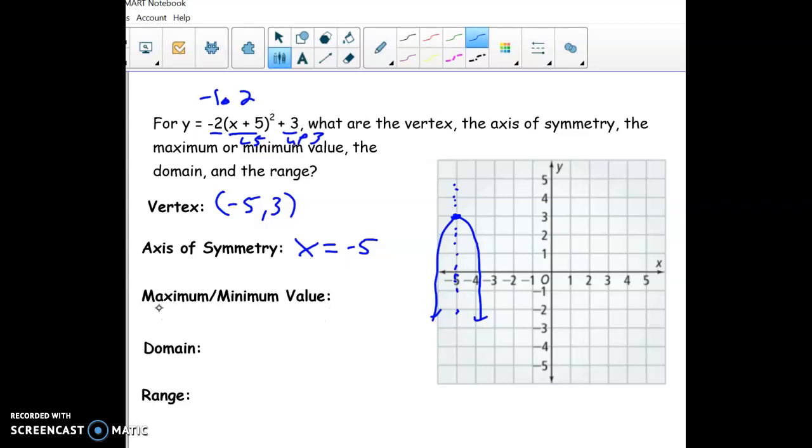We have a max value because this is the highest we ever get. So our max value is 3. Domain is all real numbers, which is always the case for parabolas. And then range, since our max is 3, we say y has to be less than or equal to that 3 because that's the highest we ever get. All right, I think that's it for graph, right?